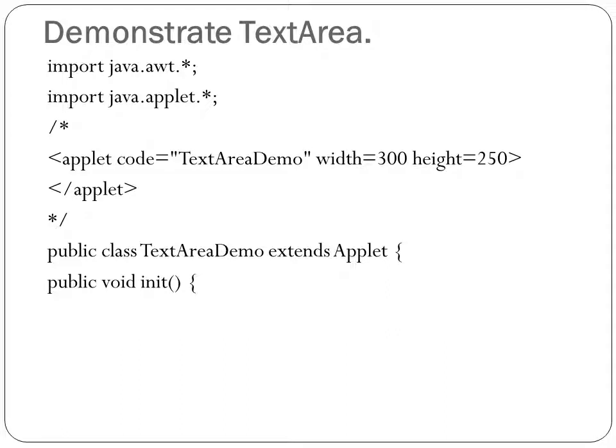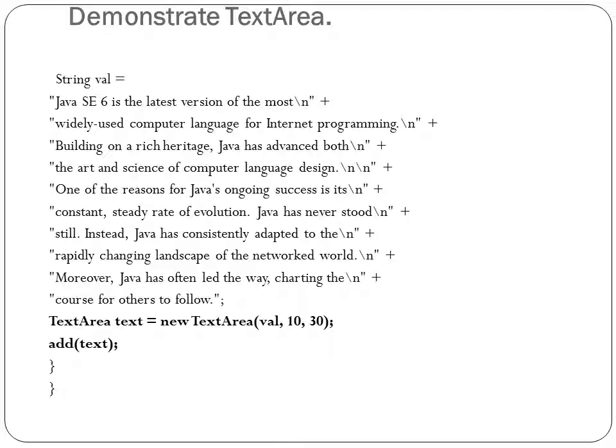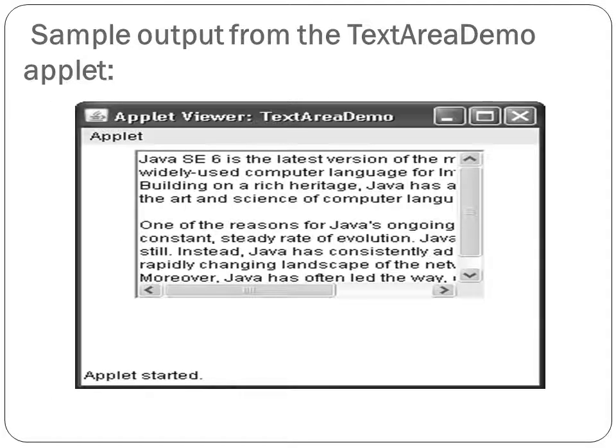Then the program to demonstrate a text area. Here also we are making use of an applet window. In init, we are initializing the text with these values. Then we are creating a TextArea named text with this string, where numLines is 10 and the width is up to 30 characters. Then you have to add that text to the applet. Here we are not handling any event. So when you run this program, the output will be like this. Both scroll bars are enabled, horizontal and vertical.